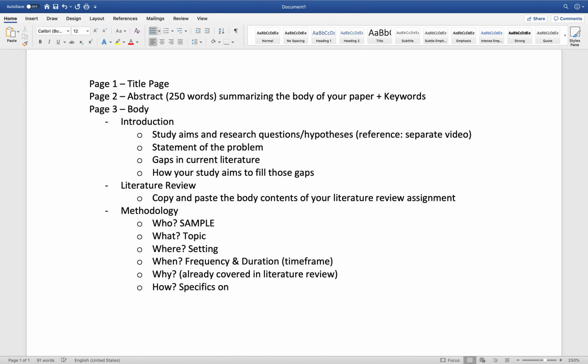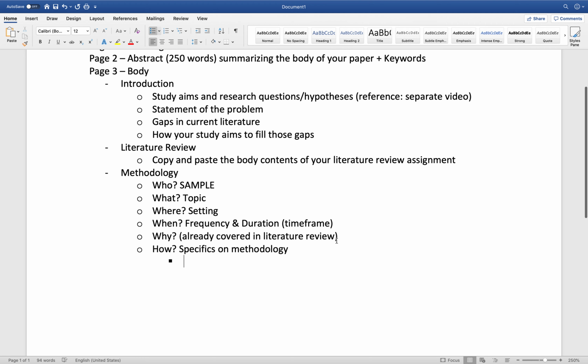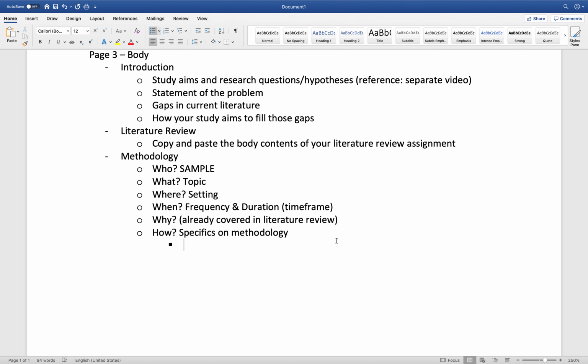Specifics on methodology. So what is the, I can't spell still, sorry about that, methodology. And within that, the how part, this is where you're going to be talking about certain elements. You're going to be writing about the fact that your study is quantitative, right? You're going to be talking about your study being cross-sectional, okay? And you're going to be talking about how your study is exploratory. Now, for each, you have to detail why.